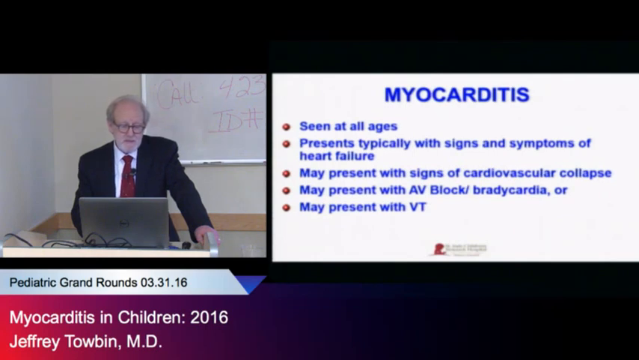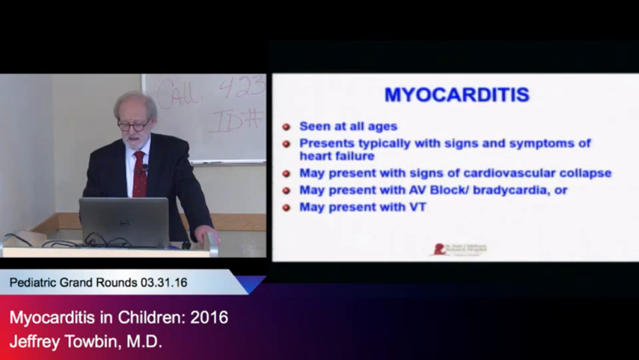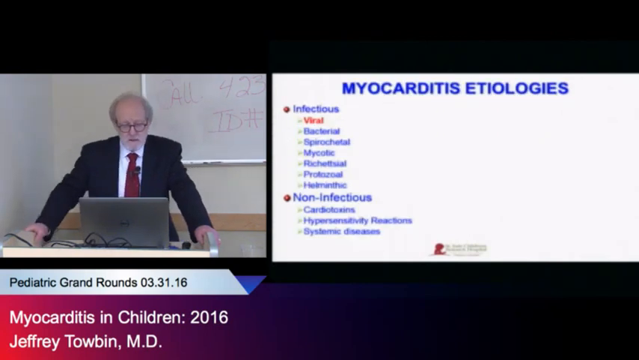Typically, in the pediatric patient, usually you make the diagnosis because they have signs of heart failure. They may have cardiovascular collapse, come into the emergency department needing resuscitation. They may have an arrhythmic presentation, either slow heart or fast heart, with either a bradycardic AV block kind of a problem or ventricular tachyarrhythmia. So it's a high-risk acquired form of disease.